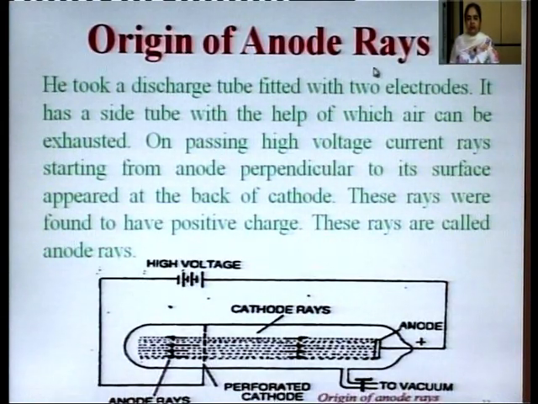Origin of anode rays. Goldstein took a discharge tube fitted with two electrodes, cathode and anode. It has a side tube with the help of which air can be exhausted. On passing high voltage current, rays starting from the anode perpendicular to its surface appeared at the back of the cathode. These rays were found to have positive charge. These rays are called anode rays.